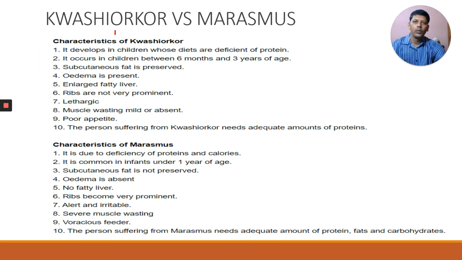You can also study the characteristics of Kwashiorkor and the characteristics of Marasmus, and you can also note down these points. These are also important. These are not given in the NCERT book. That's the end of this lesson on digestion and absorption.